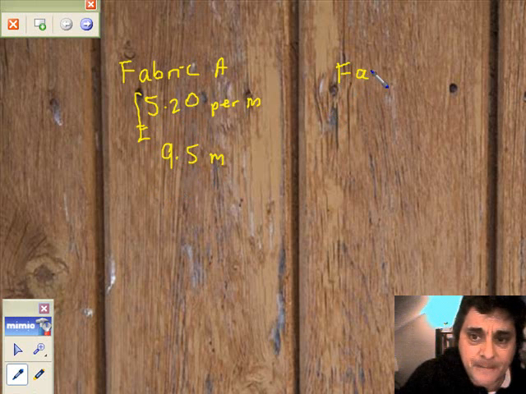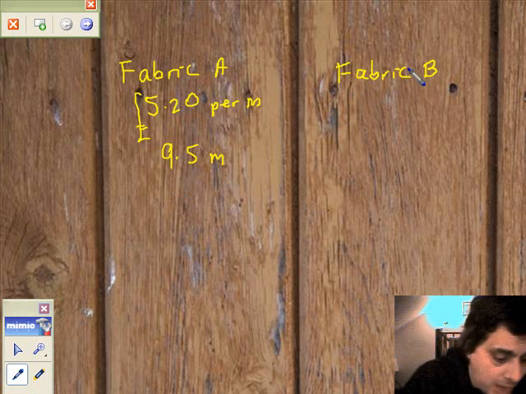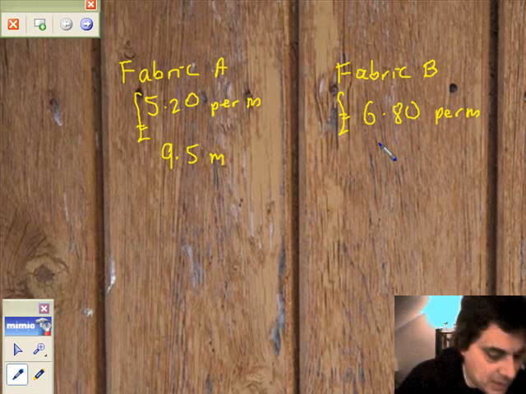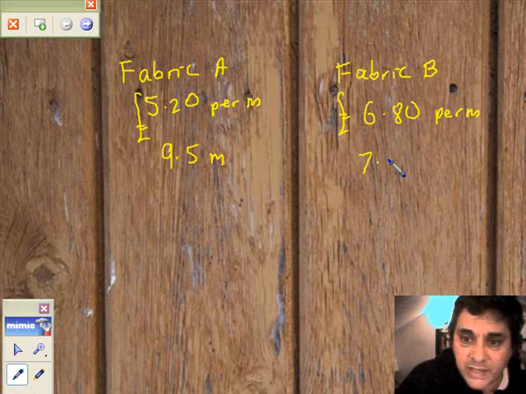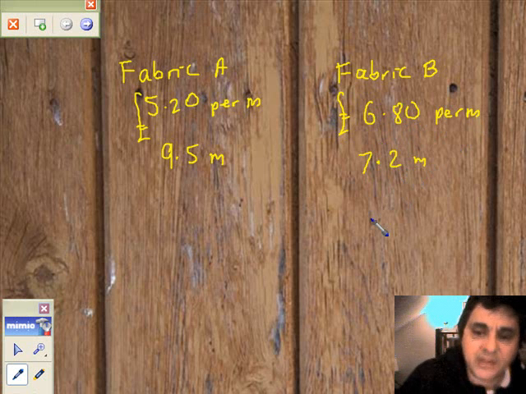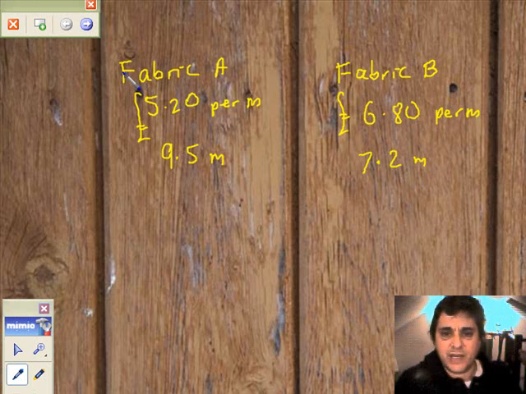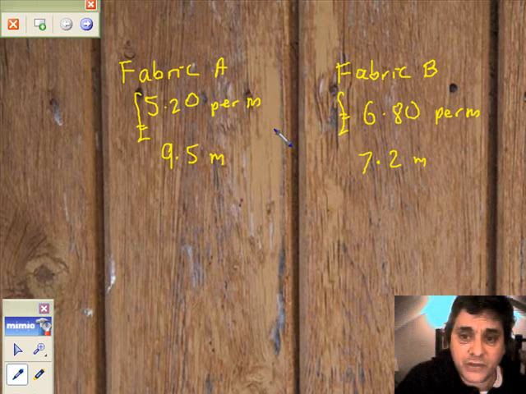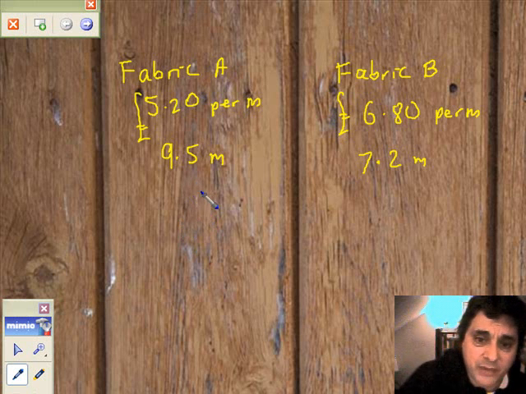Or she can go for fabric B, and it's slightly wider, but therefore it costs more. So fabric B costs £6.80 per metre. If she goes for that, then she's going to require only 7.2 metres of this. Alright, so that's the situation. Does she go for fabric A or fabric B, and what's the cost of the cheaper way to make the curtains? Well, let's work out both of them first.